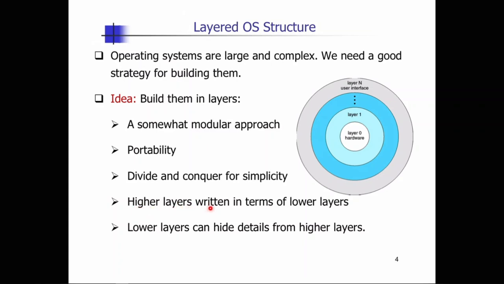So the higher layers are written in terms of the lower layers. This means that any layer above, say layer 2, will use the services of layer 1 and layer 0. But layer 2 will not be able to use the services of layer 3 and so on. So layers use the services of layers underneath. I should say a service at a particular layer uses the services of the layer underneath it. The lower layers can hide details from the higher layers. What that means is a particular layer is prohibited from using the services of a layer above it.